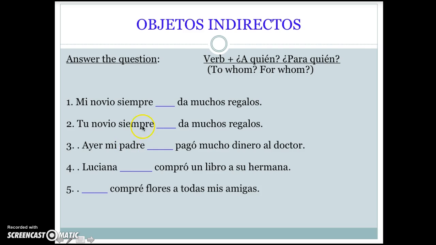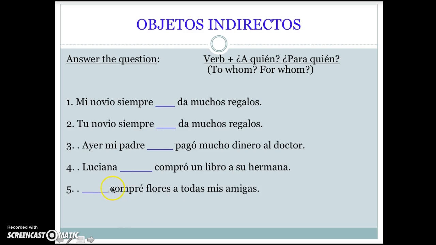Here, ayer mi padre pagó mucho dinero al doctor. He paid a lot of money to who? To the doctor. Now we have the third person. It's not lo or la, but le for the indirect object. Número 4, Luciana compró un libro a su hermana. She bought a book for her sister. For who? Her sister, le. And the last example, compré flores a todas mis amigas. I bought flowers for who? All my friends. Todas mis amigas, plural, les.